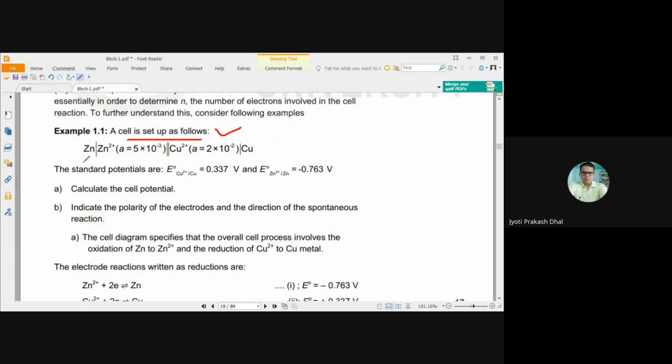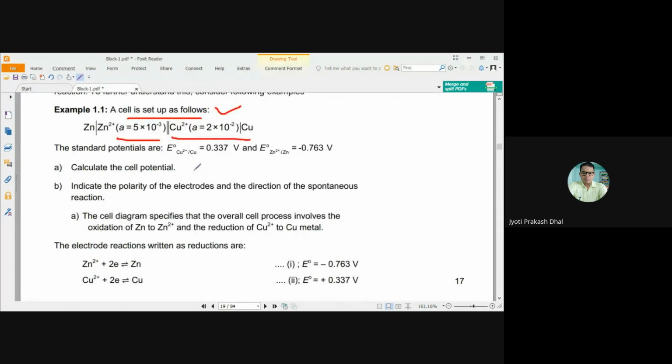Here zinc, Zn2+, the molar concentration of Zn2+ is 5 × 10^-3 mole. And copper 2+, copper, here the concentration of Cu2+ is 2 × 10^-2, and the standard electrode potential E naught values are given. And here the question is: calculate the cell potential.